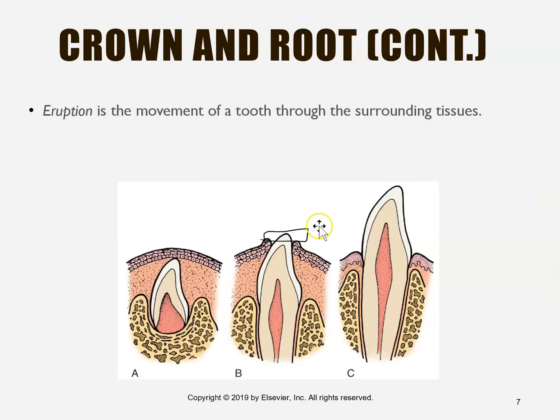And so again, when you see this boxed area here, that could be considered your clinical crown because that's all you can see, and everything else would be known as your clinical root. But we know the anatomic crown is actually right here, and the anatomic root is right here.